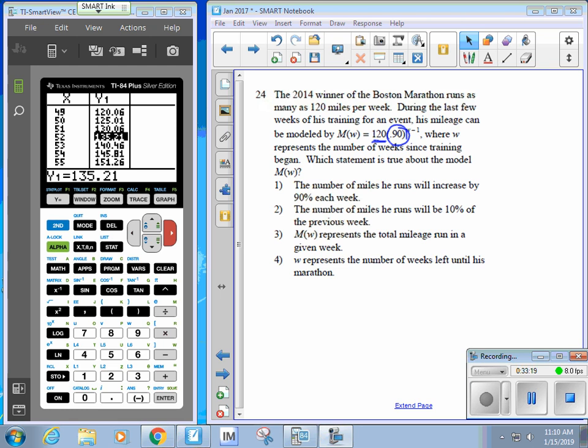The number of miles he runs each week will be increased by 90%. That's not true because he's decreasing by 10%. The number of miles he runs will be 10% of the previous week. No, 10% of means a 90% decrease. That's not right. He's only decreasing by 10%. M of W represents the total mileage given in a week. That sounds right. And then W represents the number of weeks left until the marathon. They said W represents the number of weeks since training began. That's a test of did you read or not. So it is choice 3.